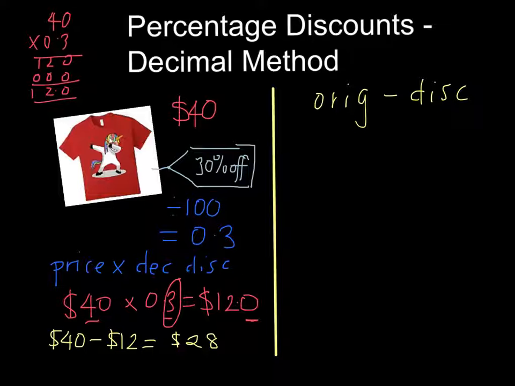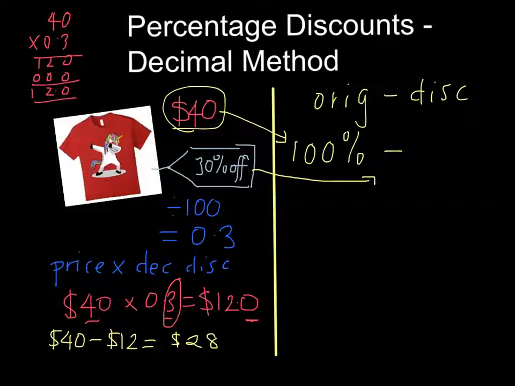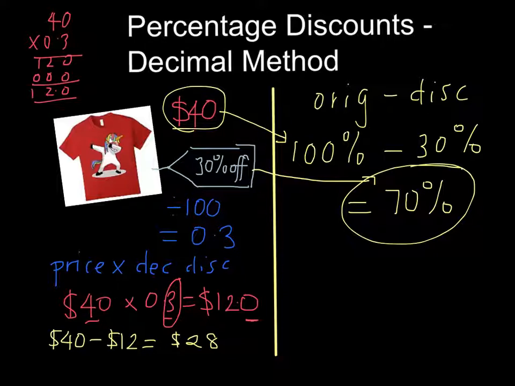The original price of the shirt, we are going to let equal to 100%, because if we're going to pay $40 for it, that'll be paying 100% of the price. In this case, it is 30% off. So we're going to take that away. 100% take away 30% is equal to 70%. So our new price of the shirt is going to be equal to 70% of the original price.